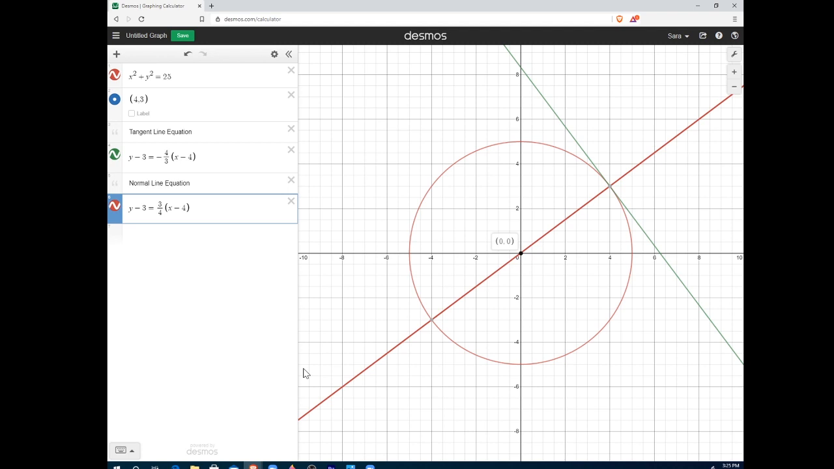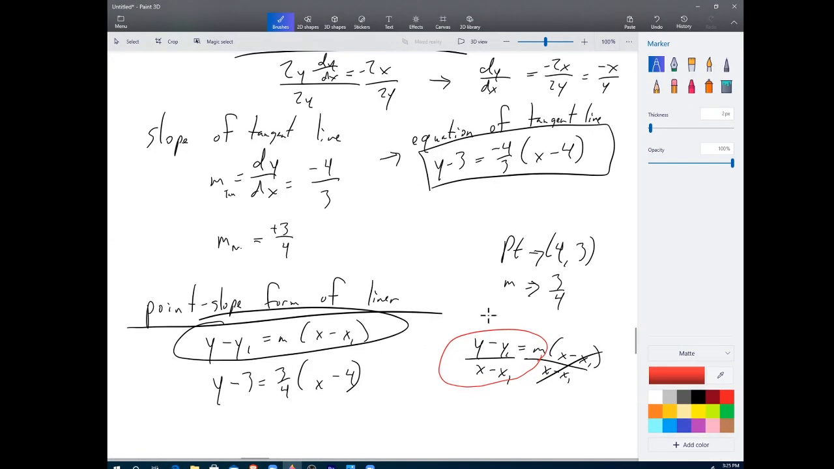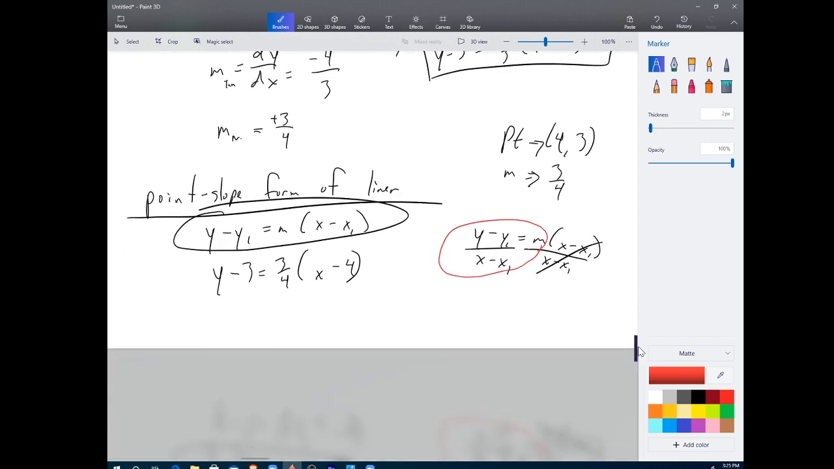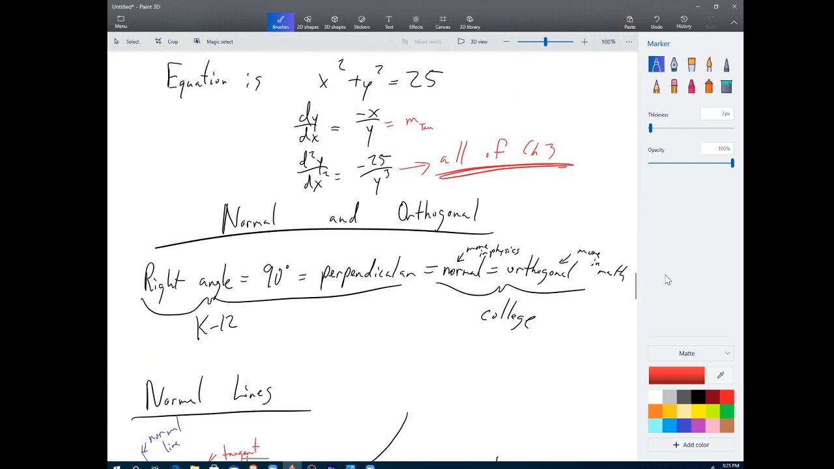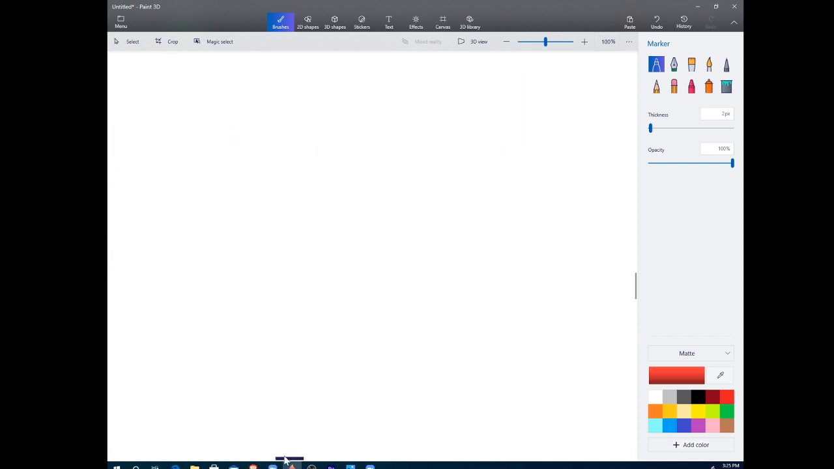Okay, so take a breath. I only have one more thing I'm going to do. One more problem, and that's it. And I want to do something about the orthogonalness, well, that's not a word, of a problem.